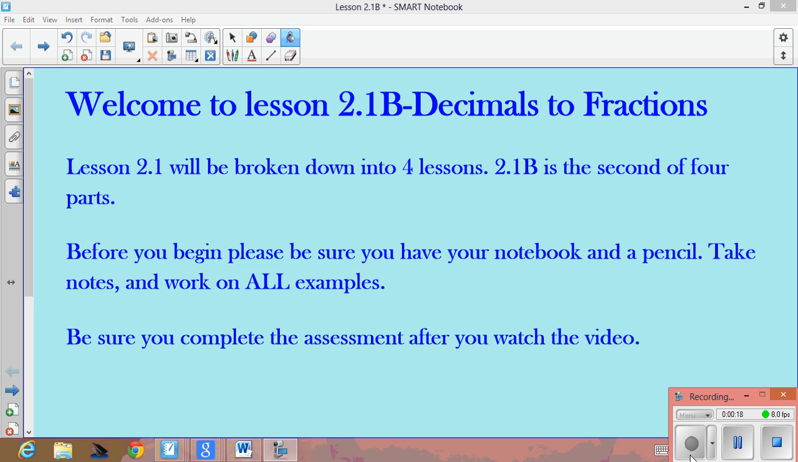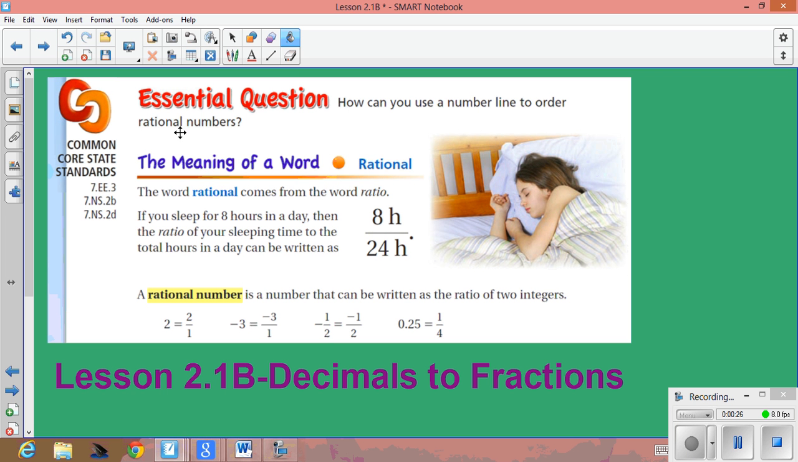Please make sure you have your notebook and a pencil and take very thorough notes, and make sure at the end you take your video assessment. After tomorrow's lesson, we'll be able to use a number line to order rational numbers.